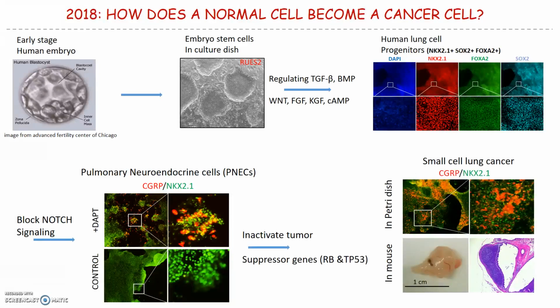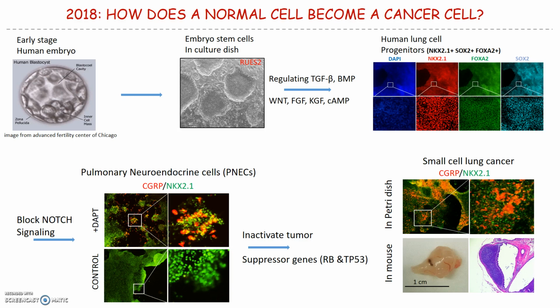Then, through the inhibition of two genes called p53 and Rb, these two genes commonly inactivated in small cell lung cancer, I'm able to turn the normal PNE cells into cancer cells. As the results indicate, the PNE cells with p53 and Rb loss grow at a high proliferation rate in culture dishes and develop tumors when these cells were injected into mice.